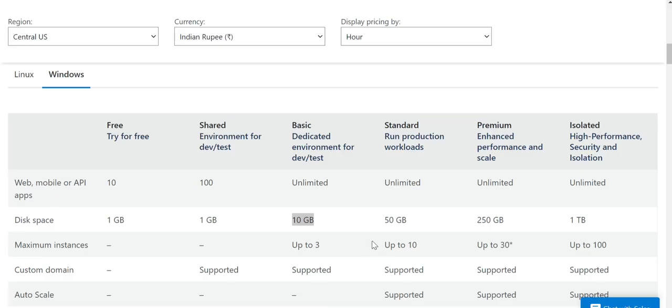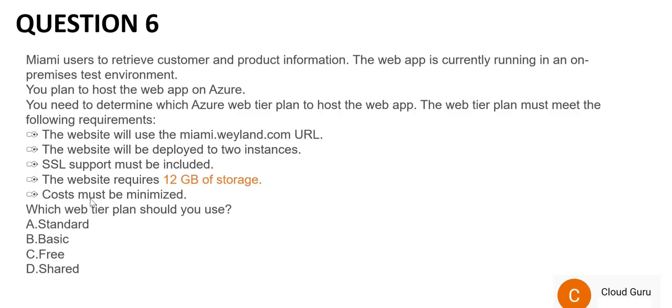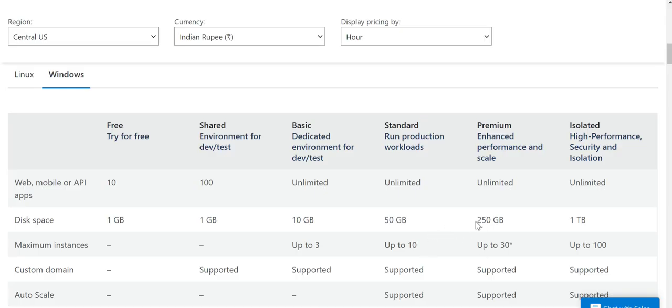So in here you have this basic one, which is 10 GB, and the question talks about 12 GB, which is greater than 10 GB, so it should fit here. So standard should be the answer. Now, as usual, we are also looking at cost, which must be minimized. So what it means is we could have gone with 250 because 12 GB would still fit in, and we could have gone with 1 terabyte because 12 GB would fit in here as well. But then these two will be expensive options, and so the least expensive in this scenario would be this. We cannot go below this plan because it only supports 10 GB and our requirement is 12 GB.